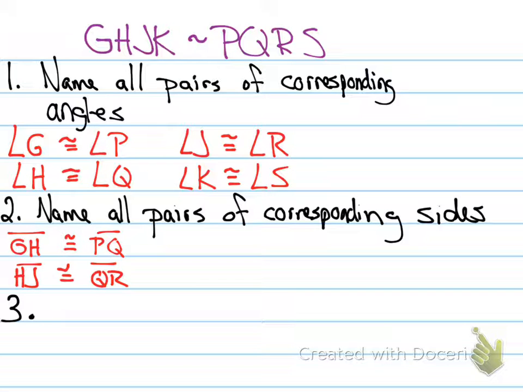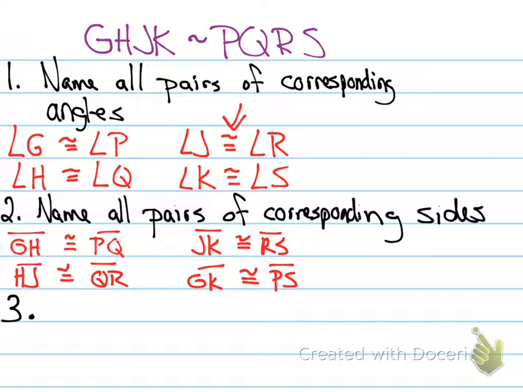And then side JK is congruent to side RS. And last but not least, first and last, GK is congruent to PS. Okay, so all pairs of corresponding sides. There you go. And like I said, instead of the congruent symbol, you can use the word and. I won't mark off for that. All right, now turn in your books to page 320.